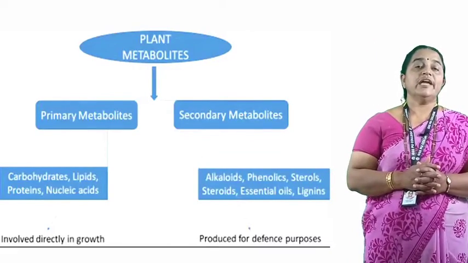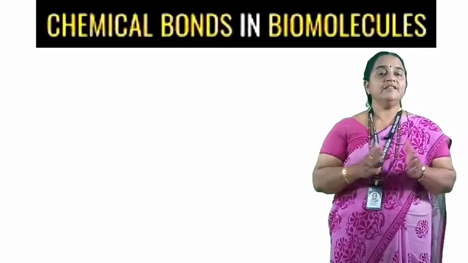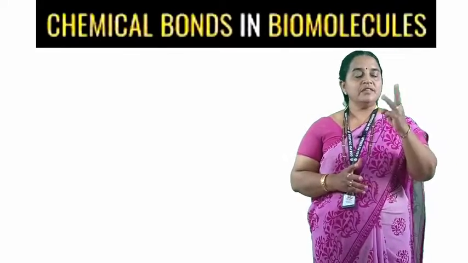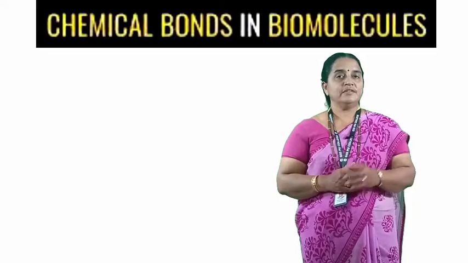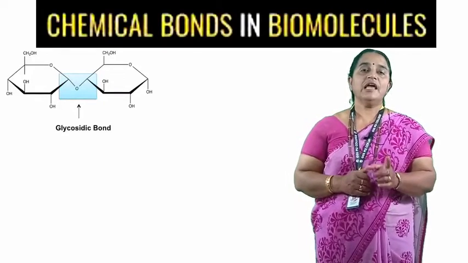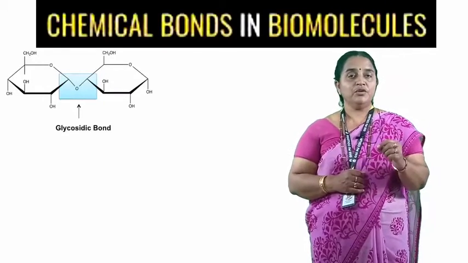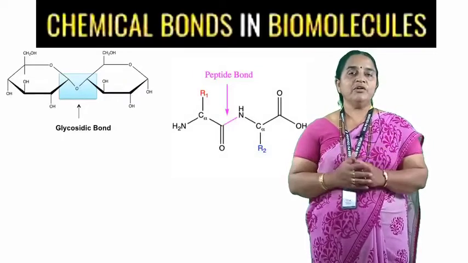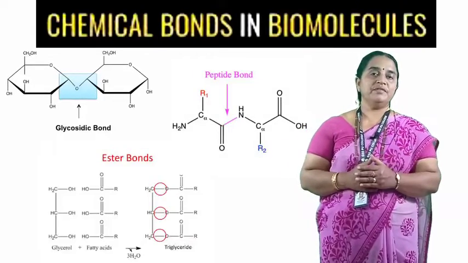Coming to the chemical bonds present in these biomolecules. There are three types of chemical bonds. Number one, glycosidic bond. Number two, peptide or amide bond. And number three, ester bond.